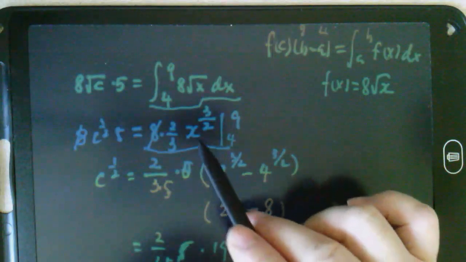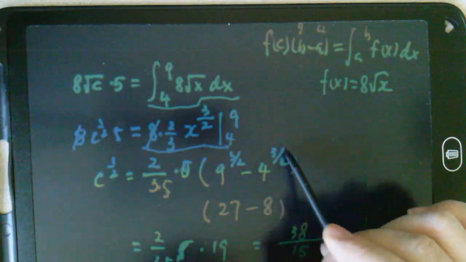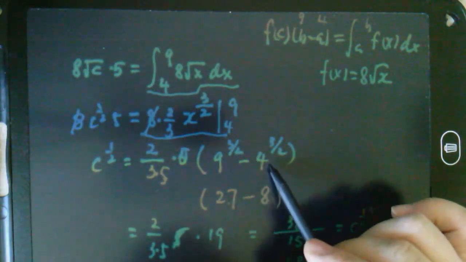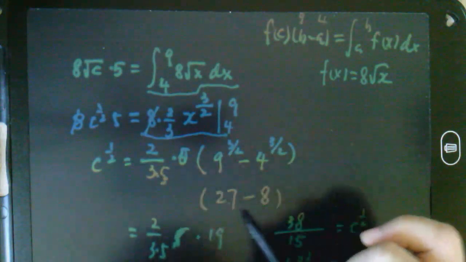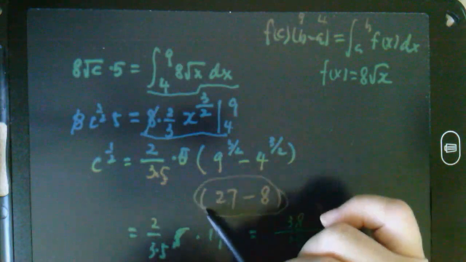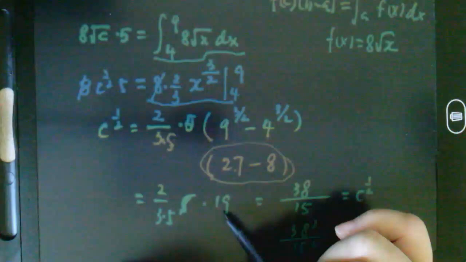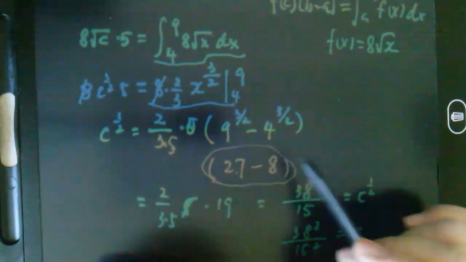Now we evaluate that part: 9 raised to 3/2 minus 4 raised to 3/2. 9 raised to 3/2 is 27, and 4 raised to 3/2 is 8. So here this is 3 times 5. The difference between those two is 19. Okay, so now we have 19 times 2, which is 38.